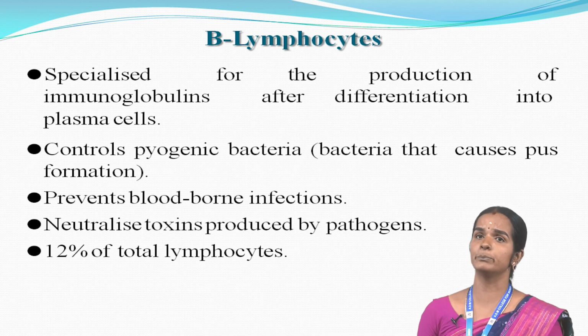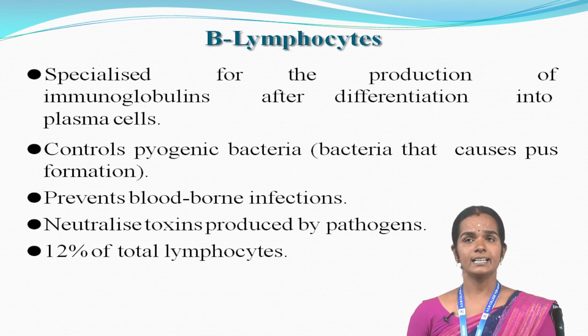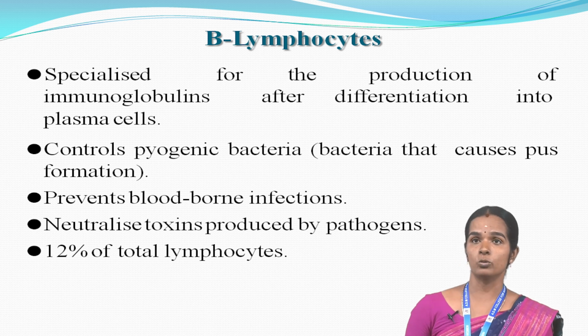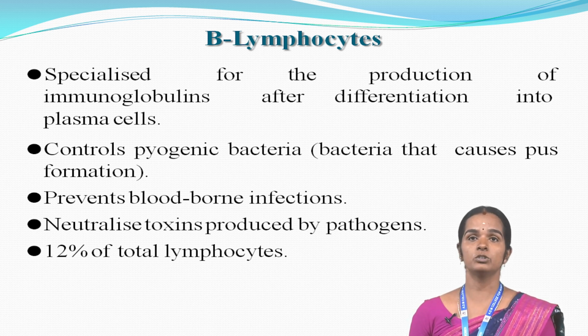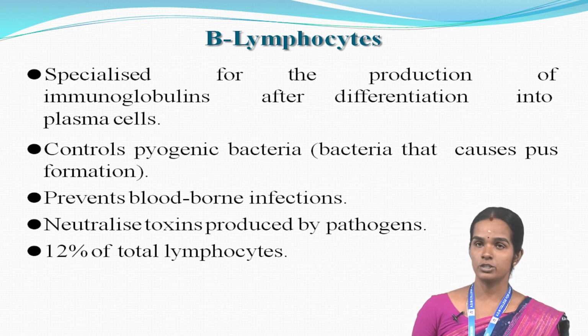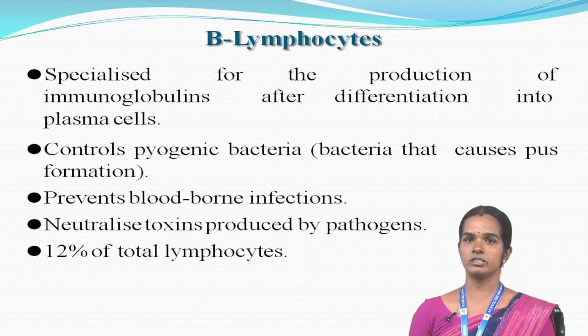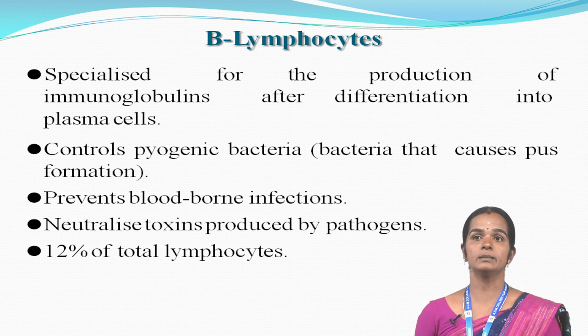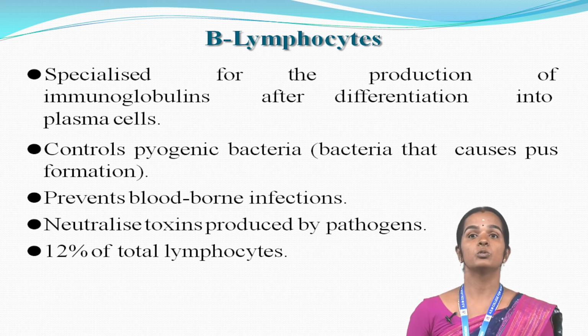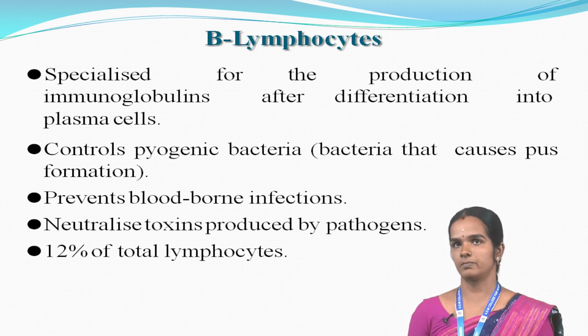This is the B lymphocyte. It is specialized for the production of immunoglobulin after differentiation into plasma cells, controls pathogenic bacteria, prevents blood-borne infections, and neutralizes toxins produced by pathogens. B cells are 12% of total lymphocytes.